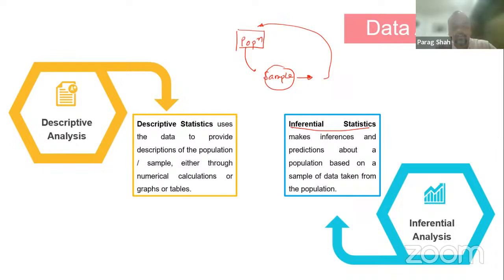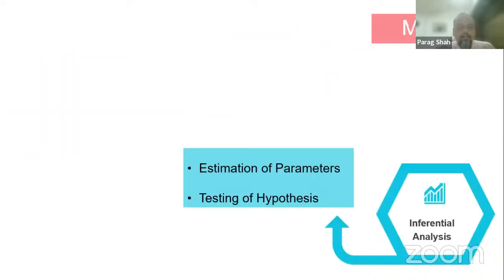Because we are inferring, we are concluding about whom? About the population. Based on whom? Based on the sample observation. That is called inferential. I'm not going into detail about this.